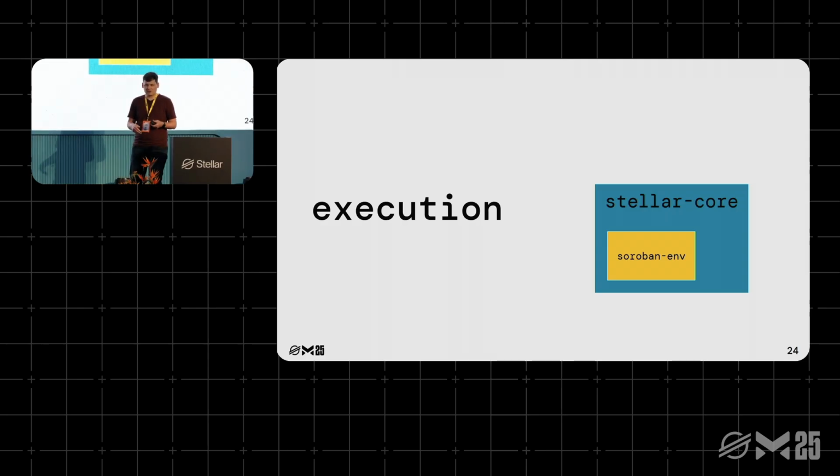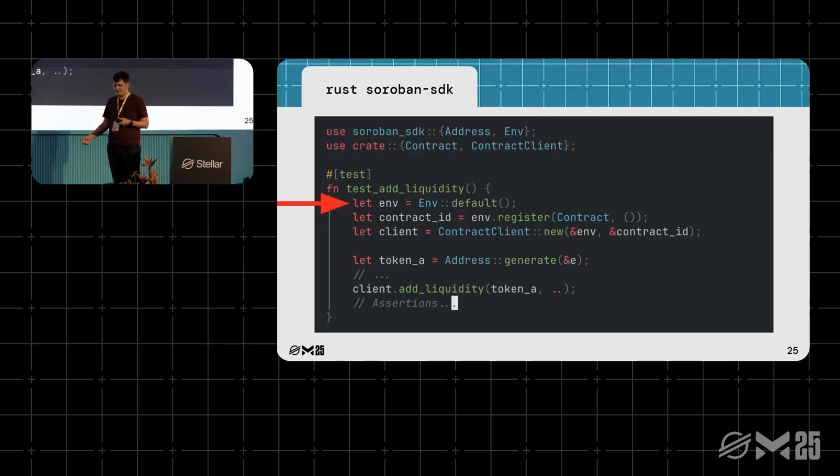But the environment was designed from day one to be usable in many more places than this. The environment is also used in the Soroban SDK when you write tests. When I write this test for my contract, the env value, the value created at the beginning of the test, contains the same runtime that's executing inside Stellar Core on the network. So as a contract developer, this gives me a ton of confidence that the behavior of my tests is going to match the behavior of my contract on chain, because it's running in the same environment. As a maintainer of this SDK, I spend zero time maintaining a simulator, which is awesome.